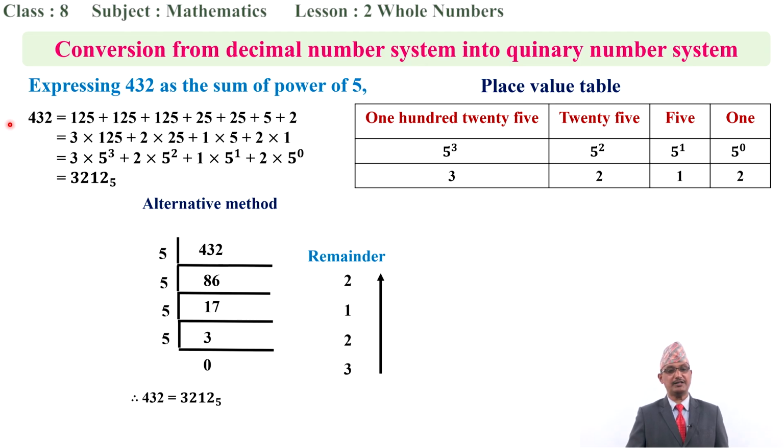But to convert a decimal number into binary number, we divide it by 2. And here base is 5, so we divide it by 5. And we keep dividing unless and until we get here 0. Now we are going to discuss some more questions.